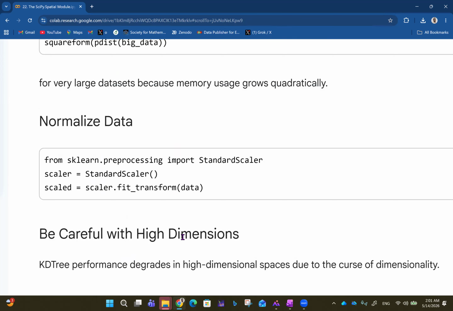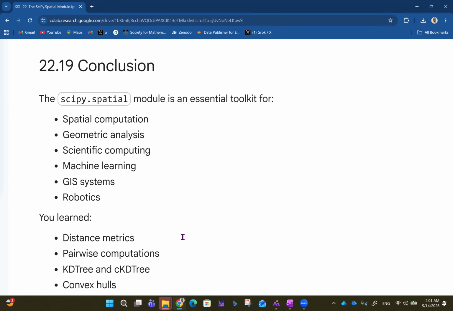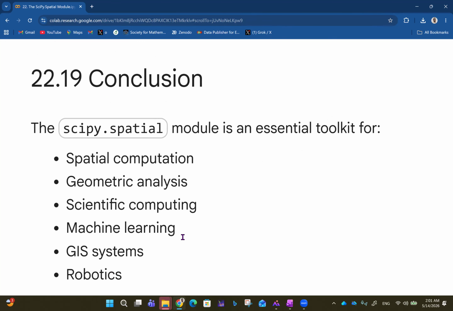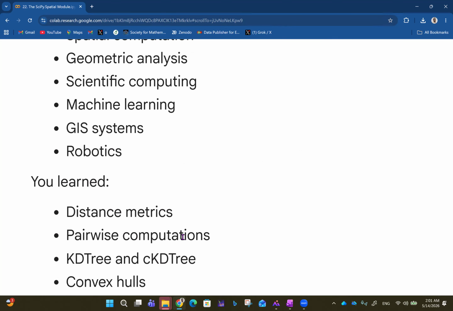KDTree performance degrades in high dimensional spaces due to the curse of dimensionality. Then in conclusion, we see that the SciPy.Spatial module is an essential toolkit for spatial computation, geometric analysis, scientific computing, machine learning, GIS systems, and of course, robotics.